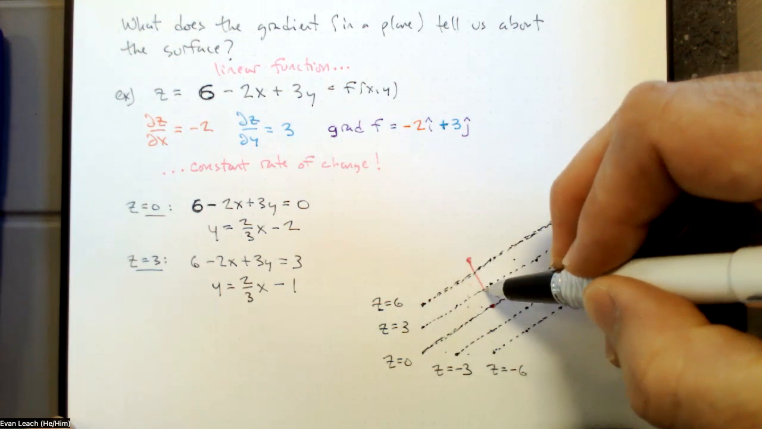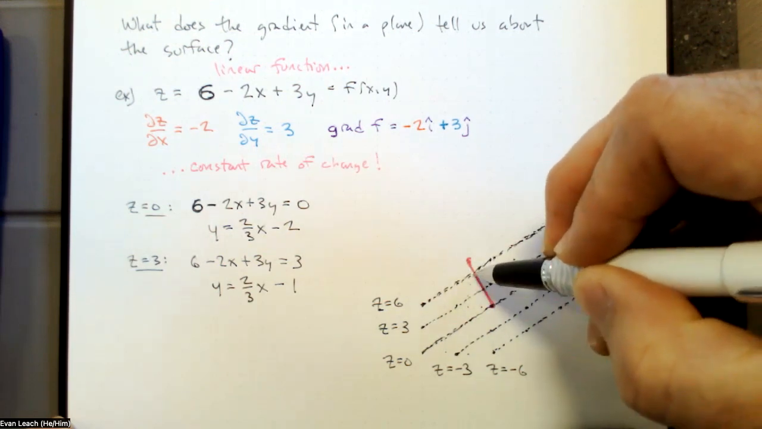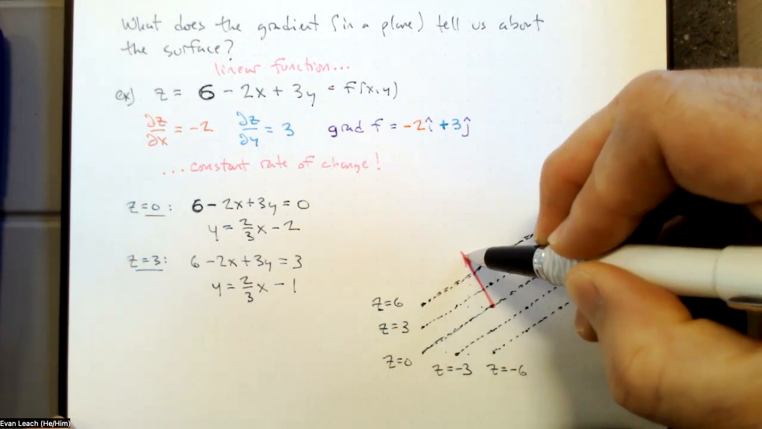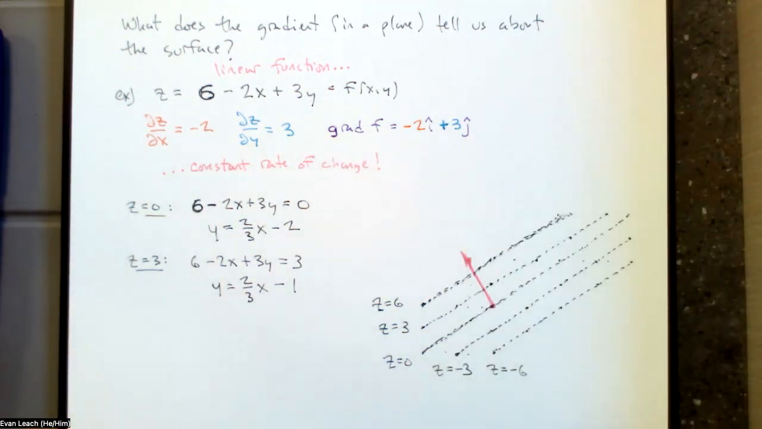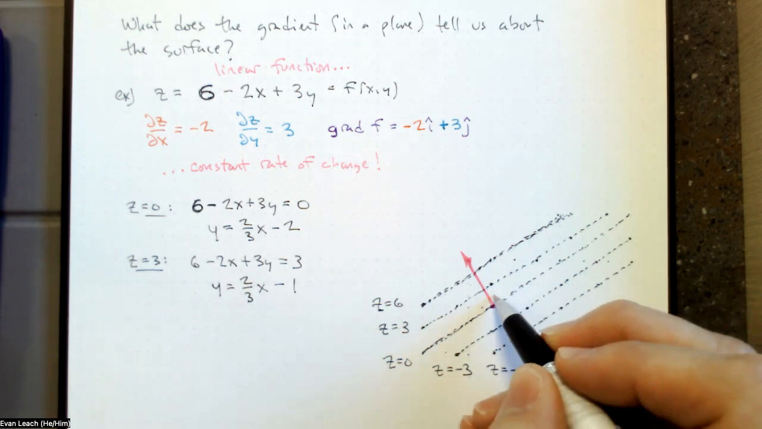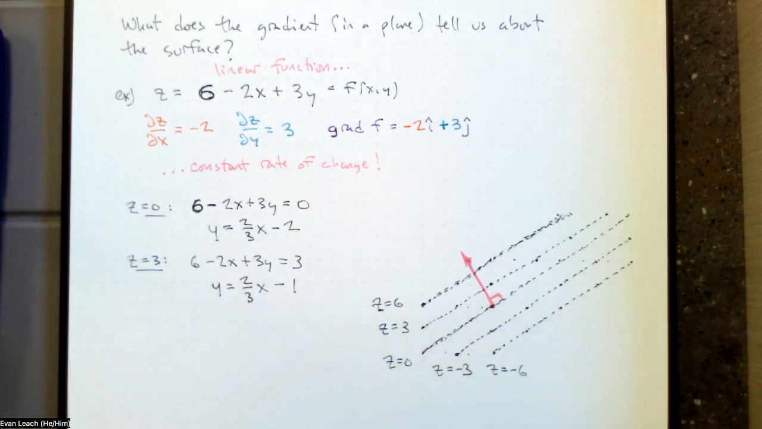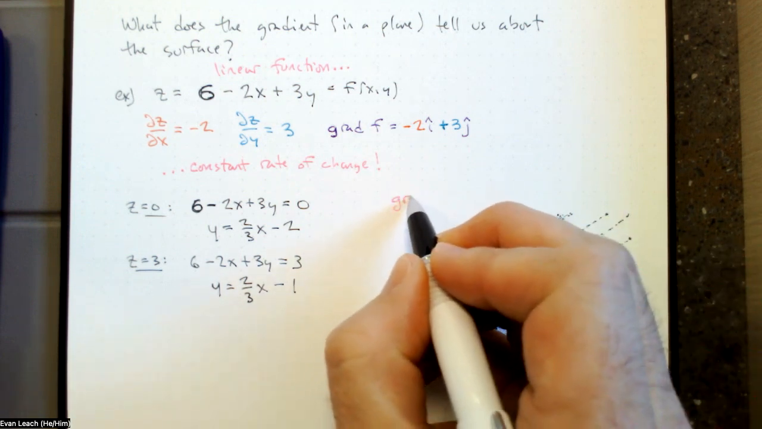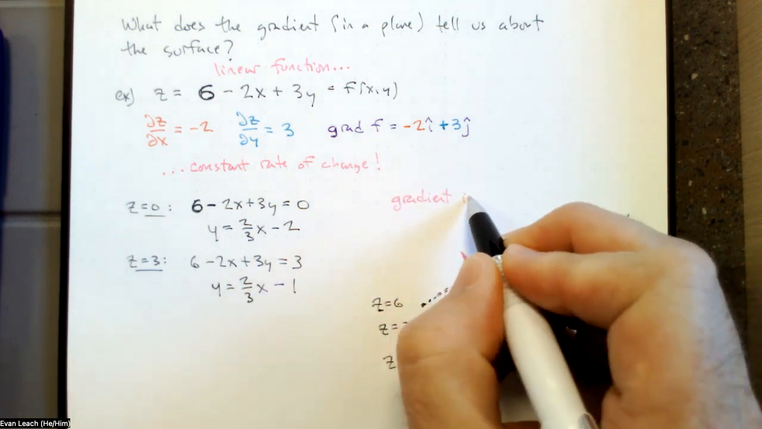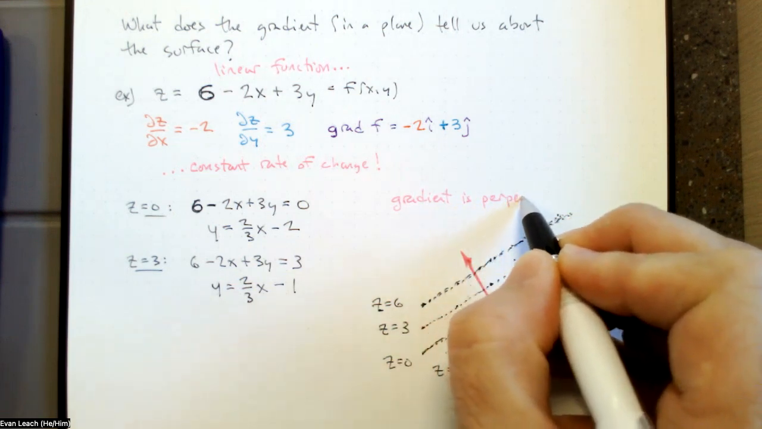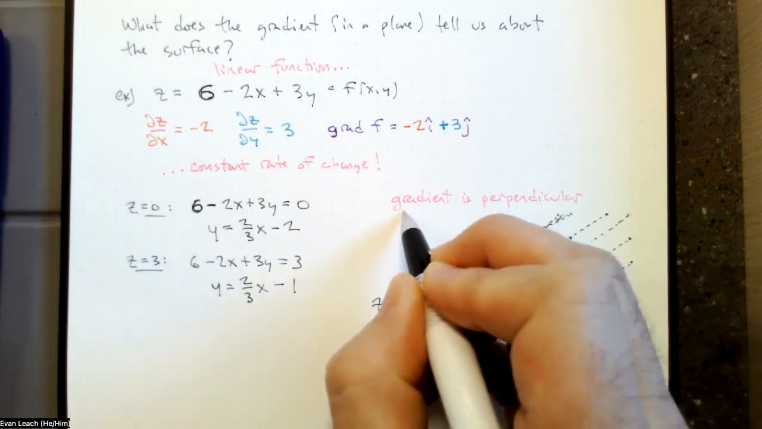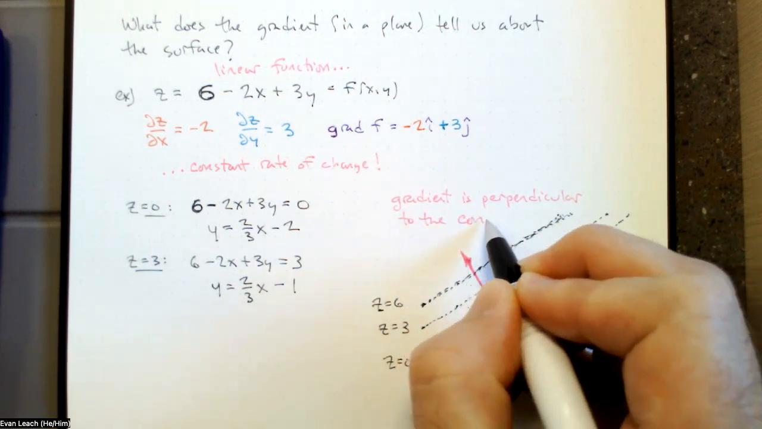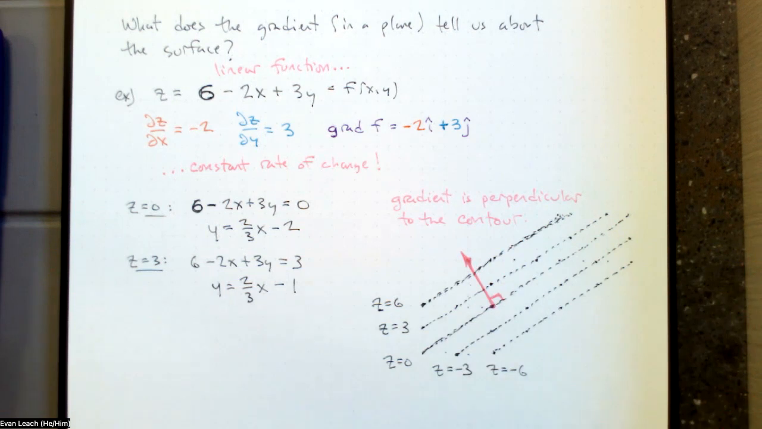What do we notice about the direction of this gradient? Perpendicular. Yeah, the gradient is perpendicular to the contour.